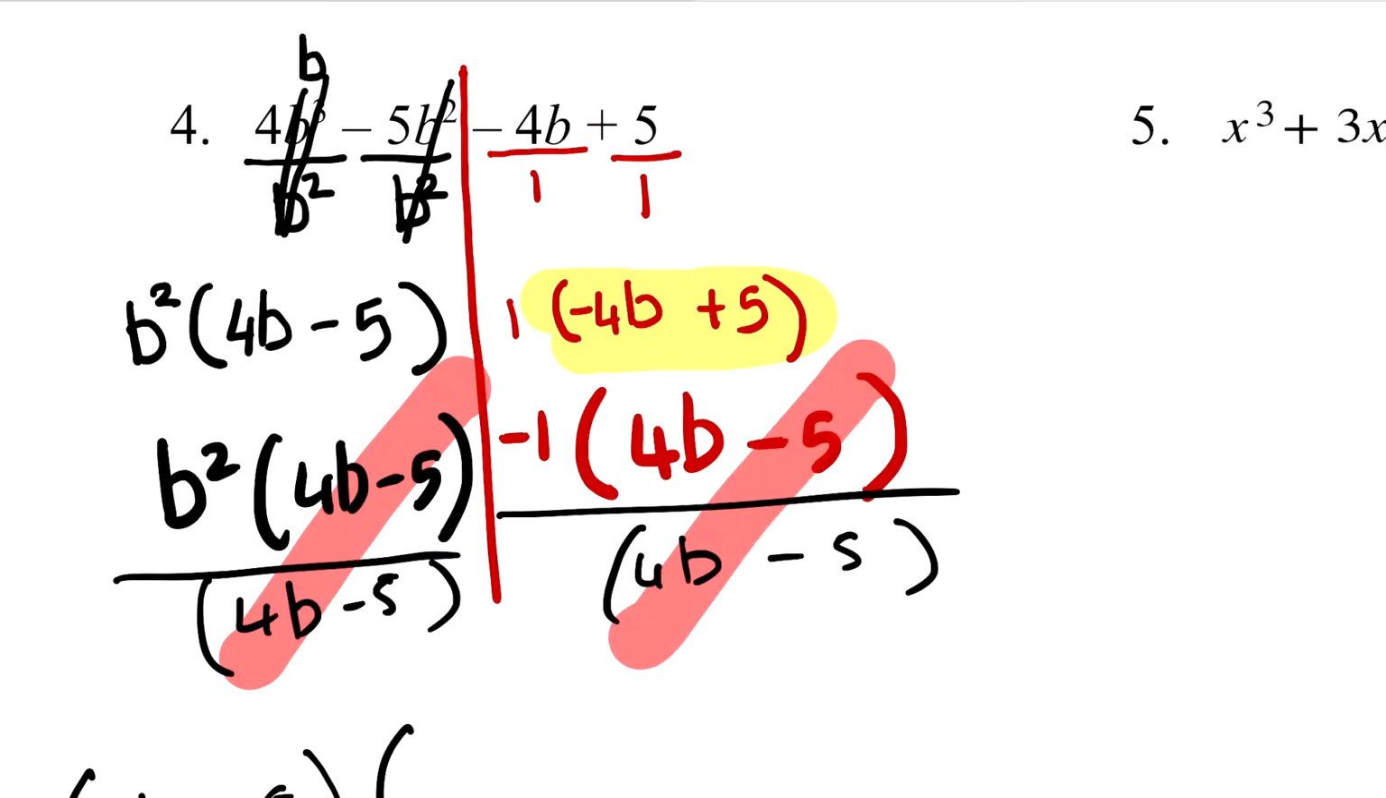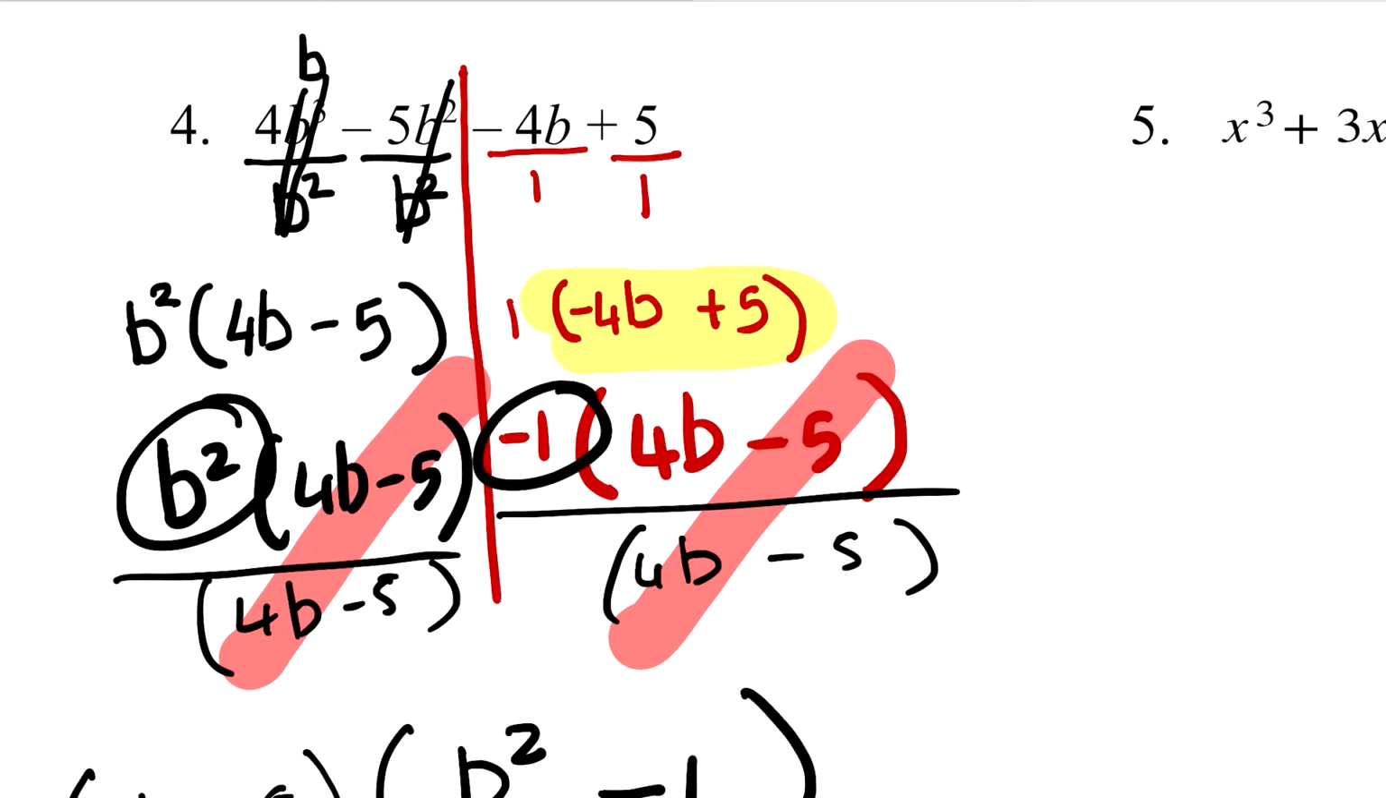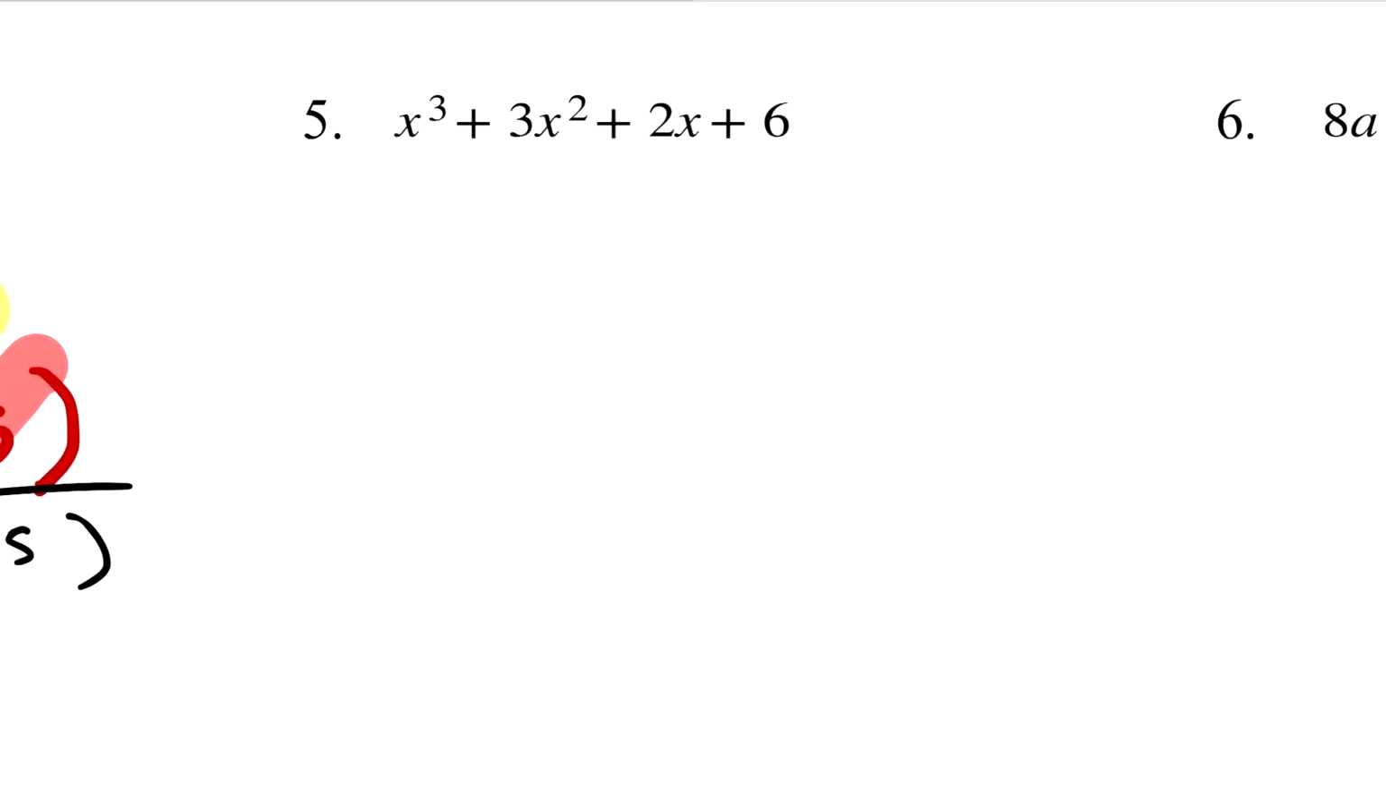Right? What's left on each side? Well, you've got a b squared left, and then to the right side of the red line, you have a -1. See? There you go. Great job. Okay, number 5.